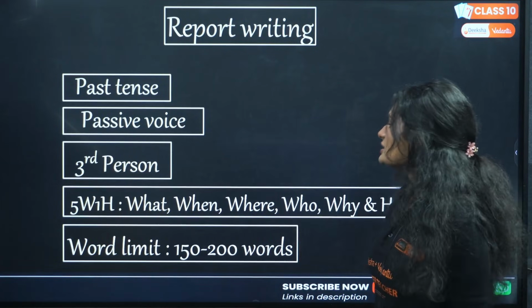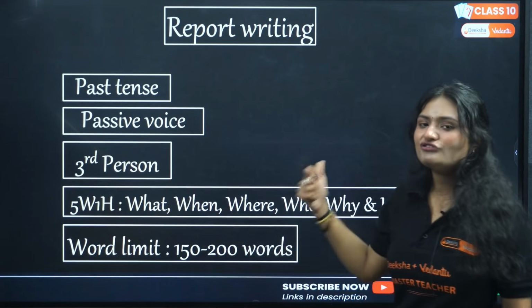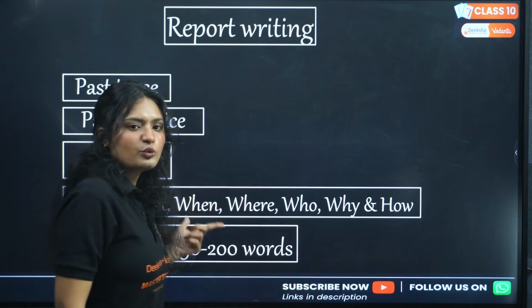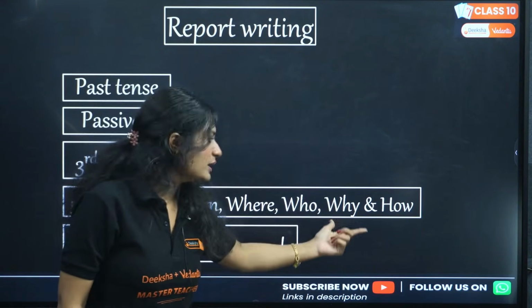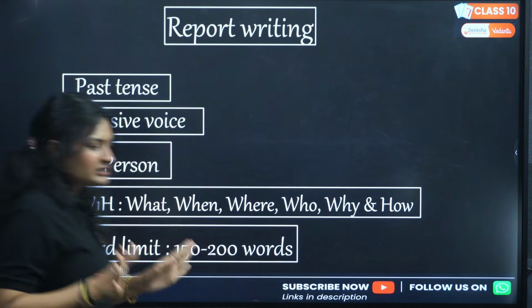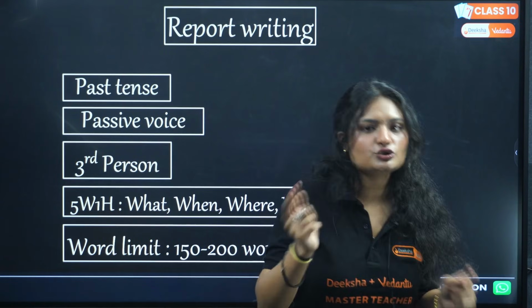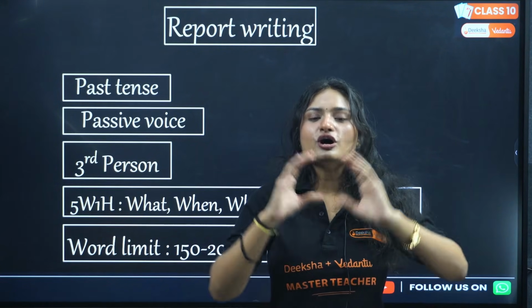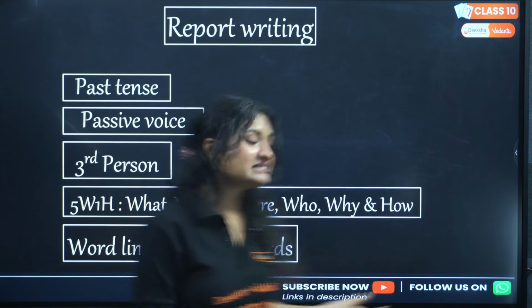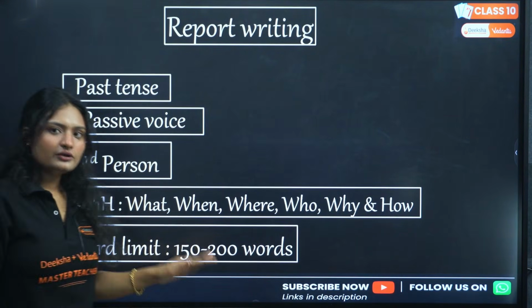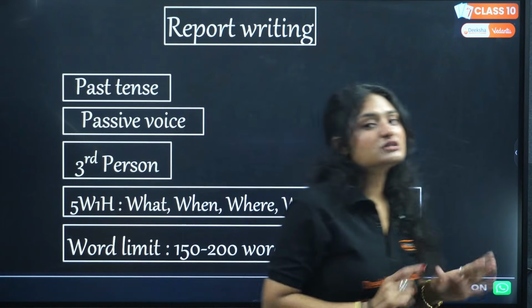Okay, next one is the 5 W's and 1 H. 5 W's and 1 H, remember them. What, when, where, who, why, and how. Yes, then the word limit. Again, focus on the word limit, because if you write too much, you are not getting extra marks. If you write less, yes, you will be losing marks. So always follow the word limit. It should not exceed 200 words and it should not be less than 150 words. Okay, that was about your report writing.